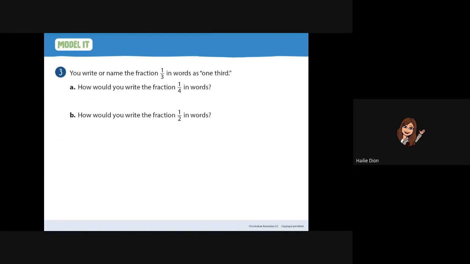Now, number 3 is just asking you to write the fraction in words. So, for example, 1/4, they want you to actually write out the words, and same thing with 1/2, in actual words, not numbers.